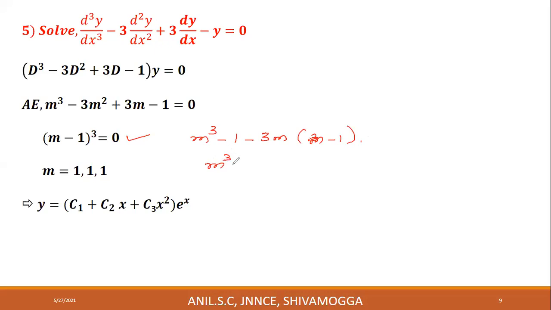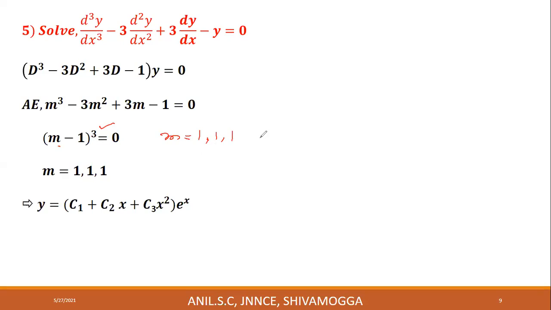Therefore, m cube minus 1 minus 3m square plus 3m, same as this expression. M cube minus 3m square plus 3m minus 1 is equal to 0. Therefore, we write this as m minus 1 whole cube. And m minus 1 is equal to 0 implies m is equal to 1, and it is repeated 3 times. So repeat the roots 3 times: m is equal to 1, m is equal to 1, and m is equal to 1.